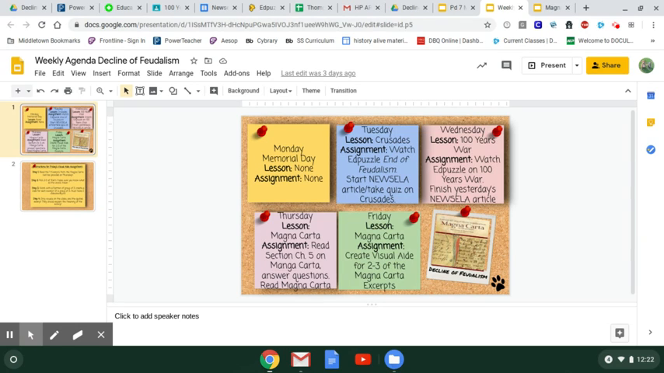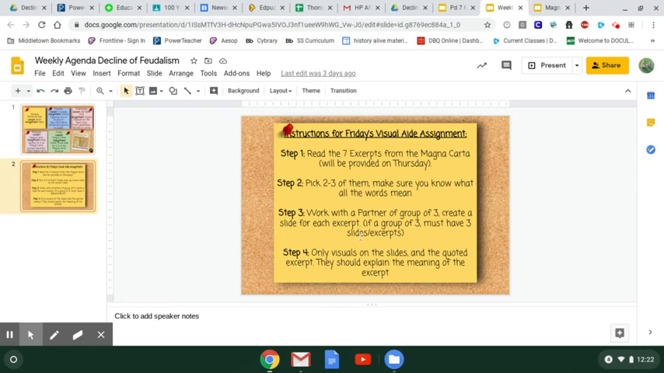And today we're going to actually read parts of the Magna Carta if you didn't already start doing that yesterday, but I'm going to go into a little bit more detail today. The whole goal of today is to pick 2 to 3 of the excerpts from the Magna Carta and create a visual aid that goes along with it. So just to recap the instructions, read all 7 excerpts of the Magna Carta, pick 2 to 3 of them, make sure you know what all of the words mean, work with a partner or a group of 3 to create a slide for each excerpt. If a group of 3, you must have 3 slides.